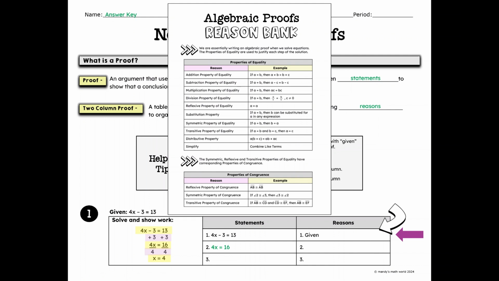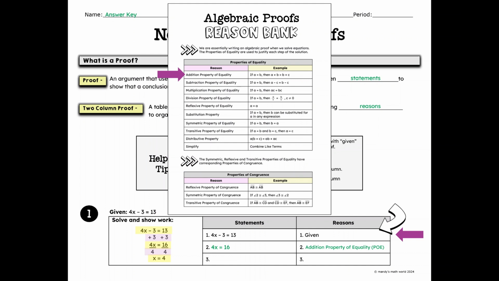Well, that's what's highlighted in pink. We added 3 to both sides. That's the addition property of equality, and that's what I'm going to write down there. Addition property of equality. You also might see people just write addition POE. Whatever you need to do to let you know this is the reason, the addition property of equality.